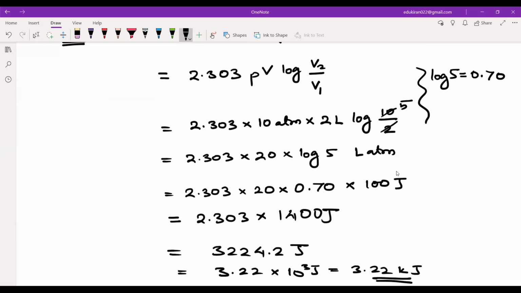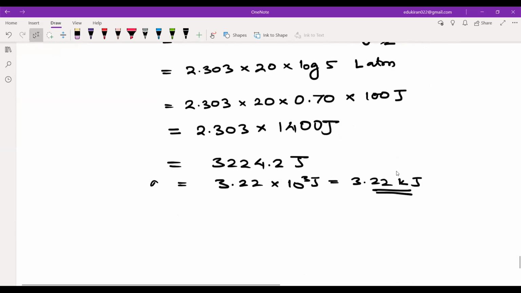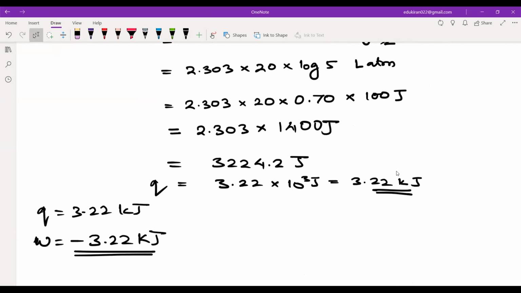So write this down, let me know if you're done. This is the Q. And we know that Q is equal to 3.22 kilojoules. W will be equal to minus of 3.22 kilojoules. So write this down, let me know if you're done.